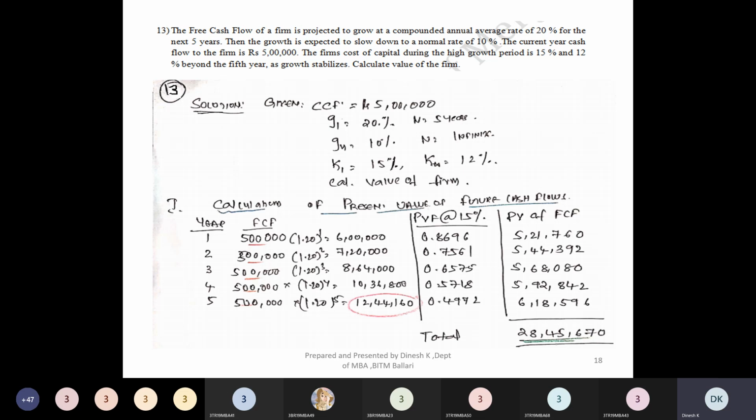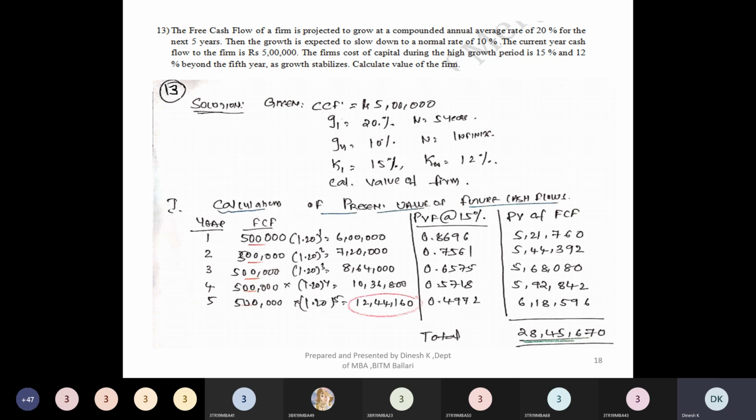The simple thing, which we might have done in your third semester with respect to investment management, is calculating the value of the firm. When we have future cash flows, first we need to predict the future cash flows. Once the future cash flows are predicted, then we need to convert them to present value at the given required rate of return. Then you add up all the present values of the future cash flows. So that is step 2.